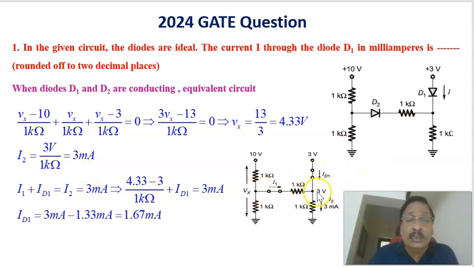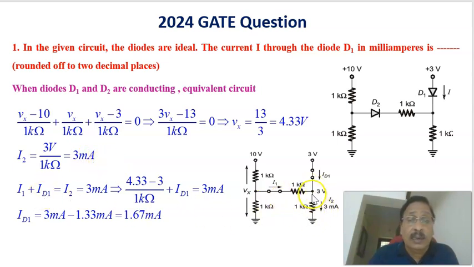Now, here, this voltage is equal to 3 volts. Therefore, this resistance is 1 kilo ohm. Therefore, this current equals 3 divided by 1 kilo ohm, which is equal to 3 milliamperes. That is noted as the current I2. So I2 equals 3 volts divided by 1 kilo ohm, or 3 milliamperes.